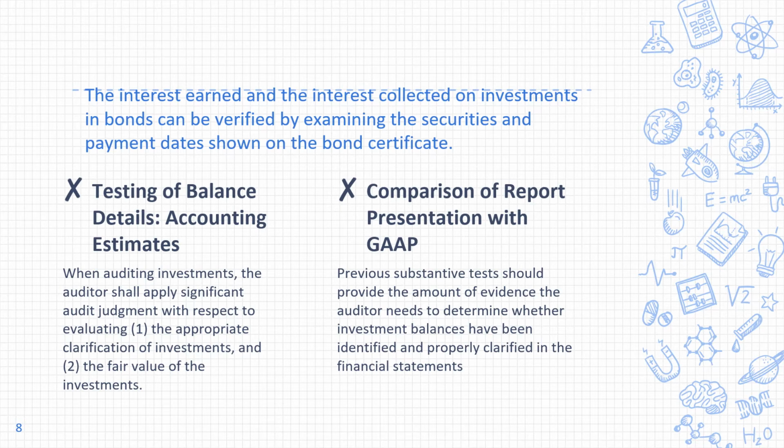A. Testing of balance details, accounting estimates. When auditing investments, the auditor shall apply significant audit judgment with respect to evaluating, number one, the appropriate classification of investments, and two, the fair value of the investments. B. Comparison of report presentation with GAAP. Previous substantive tests should provide the amount of evidence the auditor needs to determine whether investment balances have been identified and properly classified in the financial statements.